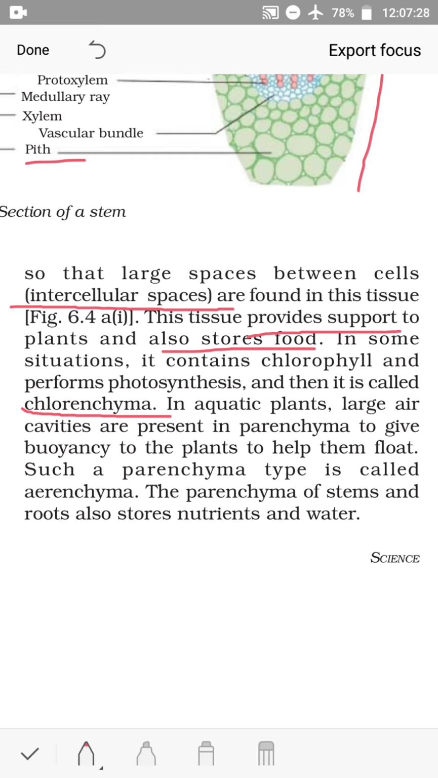In aquatic plants, large air cavities are present in parenchyma to give buoyancy to the plants to help them float. Such a parenchyma type is called aerenchyma. So in aquatic plants, it is the parenchyma which provides buoyancy to the plants, called aerenchyma, because they have air cavities in them. The parenchyma of stems and roots also stores nutrients and water.